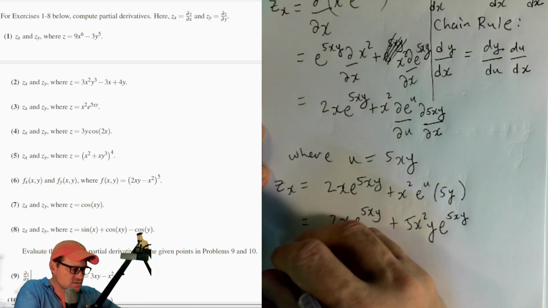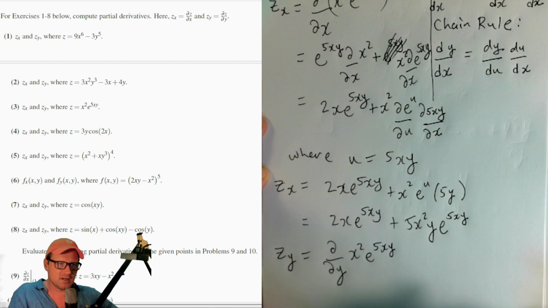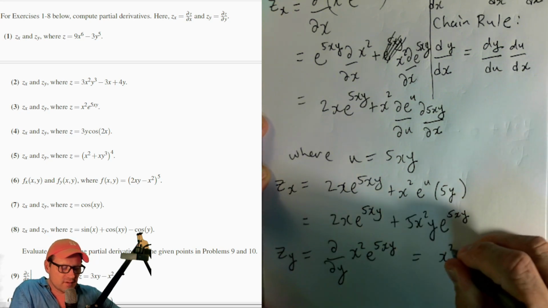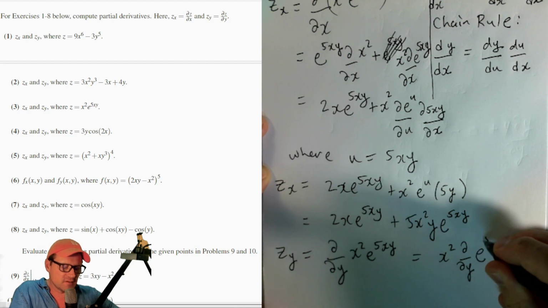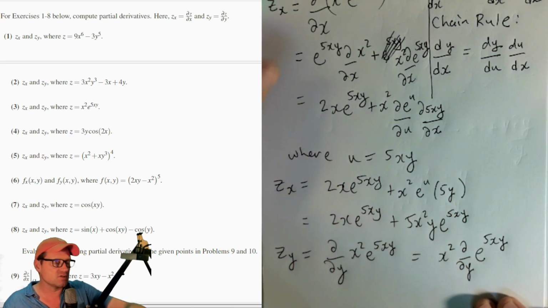So now let's do z subscript y, which is arguably a little bit easier because this time we don't need to use the product rule because x is the other letter, right? So that can float through that operator. So we have x squared times the derivative with respect to y partially of e to the 5xy. So we still need to use the chain rule here, but we don't need to use the product rule there.